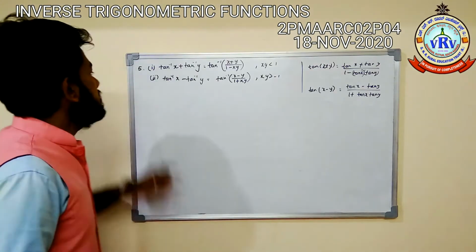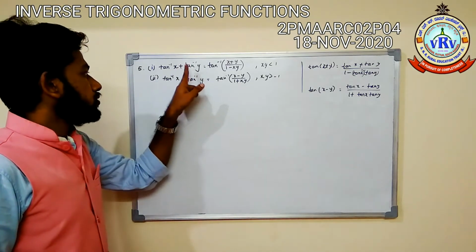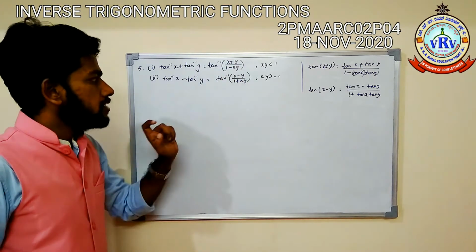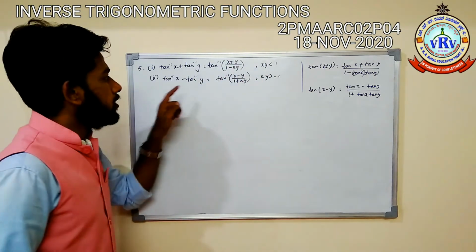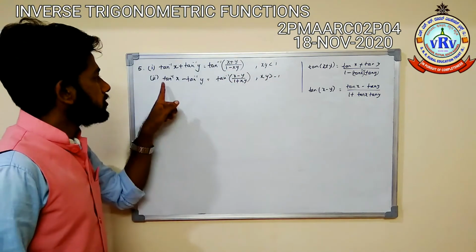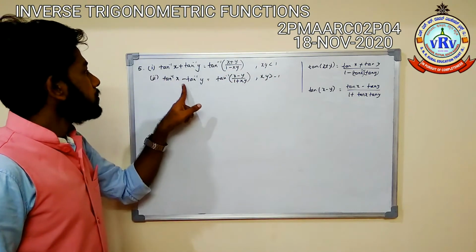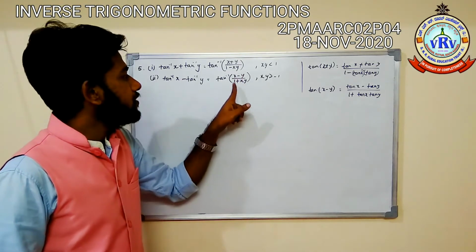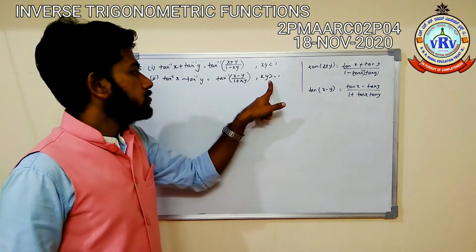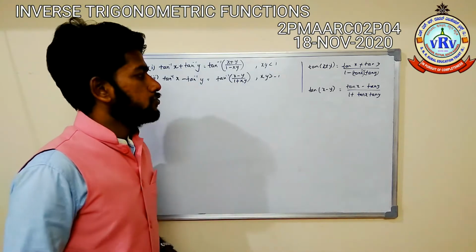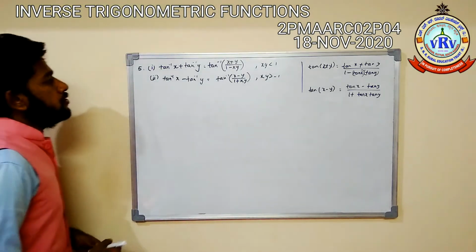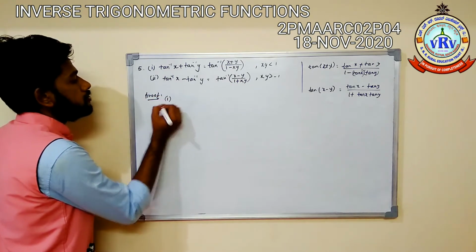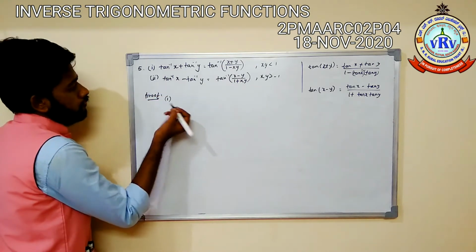The next property is tan inverse of x plus tan inverse of y is equal to tan inverse of (x plus y) divided by (1 minus xy), where the product xy is less than 1. Tan inverse of x minus tan inverse of y is equal to tan inverse of (x minus y) divided by (1 plus xy), where the product xy is greater than minus 1. To prove this, I will take the first one.